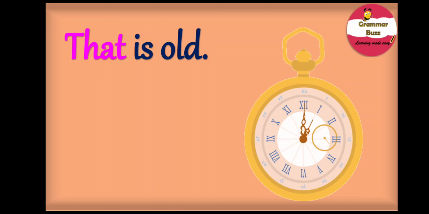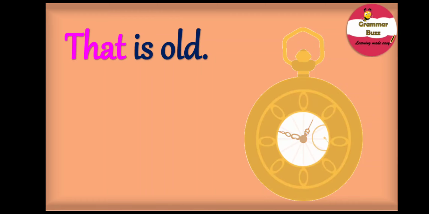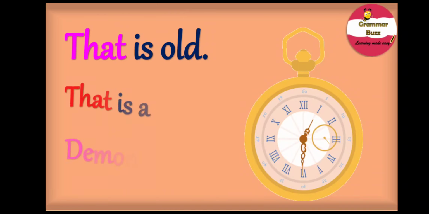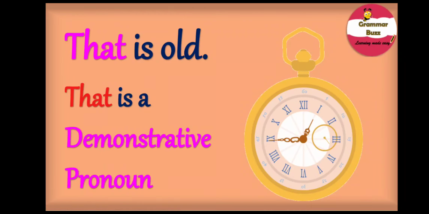So the naming word is missing from the sentence. Remember, demonstrative pronouns always stand alone. They never modify a noun. So in this sentence, that is a demonstrative pronoun, and demonstrative pronouns only replace the noun in the sentence. Isn't that simple to identify? I think you already got the hang of it.